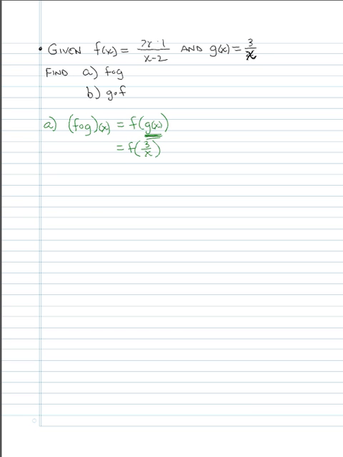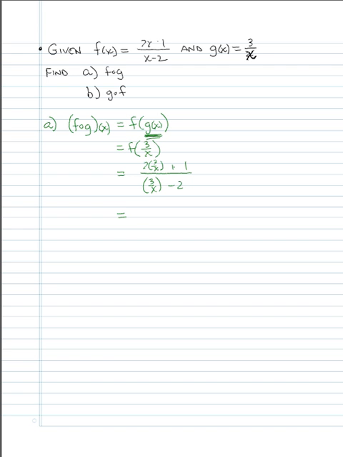Now, what we need to do next, of course, is use that input, 3 divided by x, in the function f. That's the new input into the function f. Well, what does f do? It takes an input and multiplies it by 2, creates a fraction where the numerator is 2 times the input plus 1, and the denominator of the fraction is the input minus 2. So in this case, the input is 3 over x. That's what goes in both of those positions.